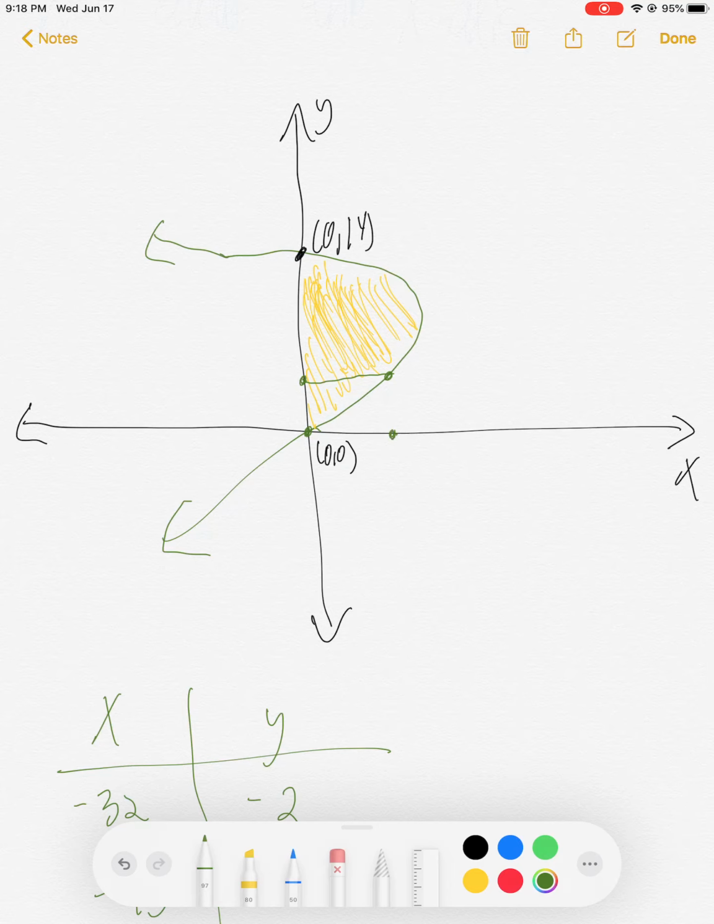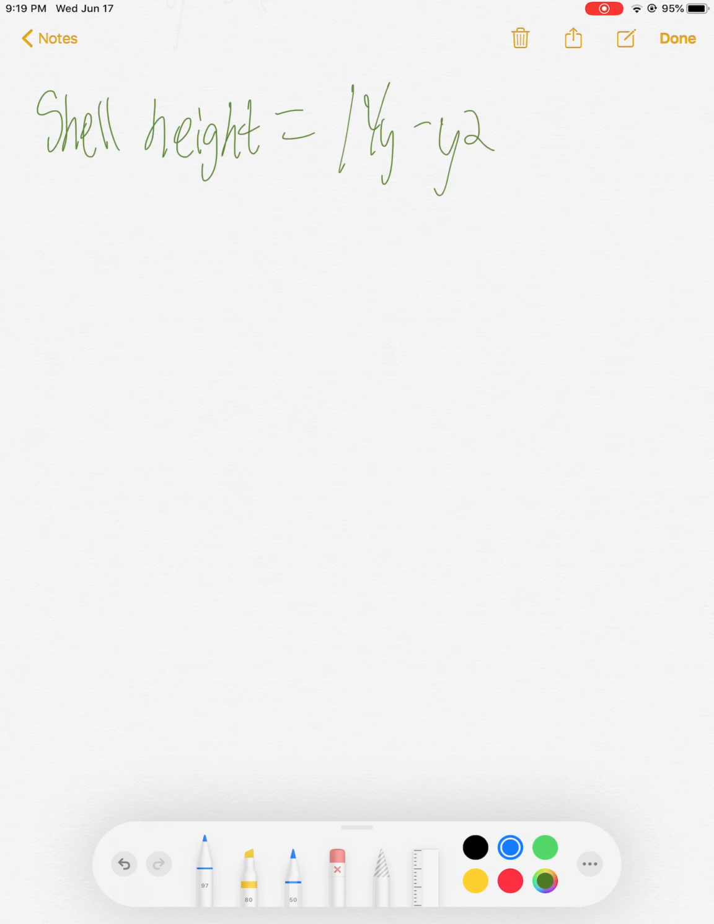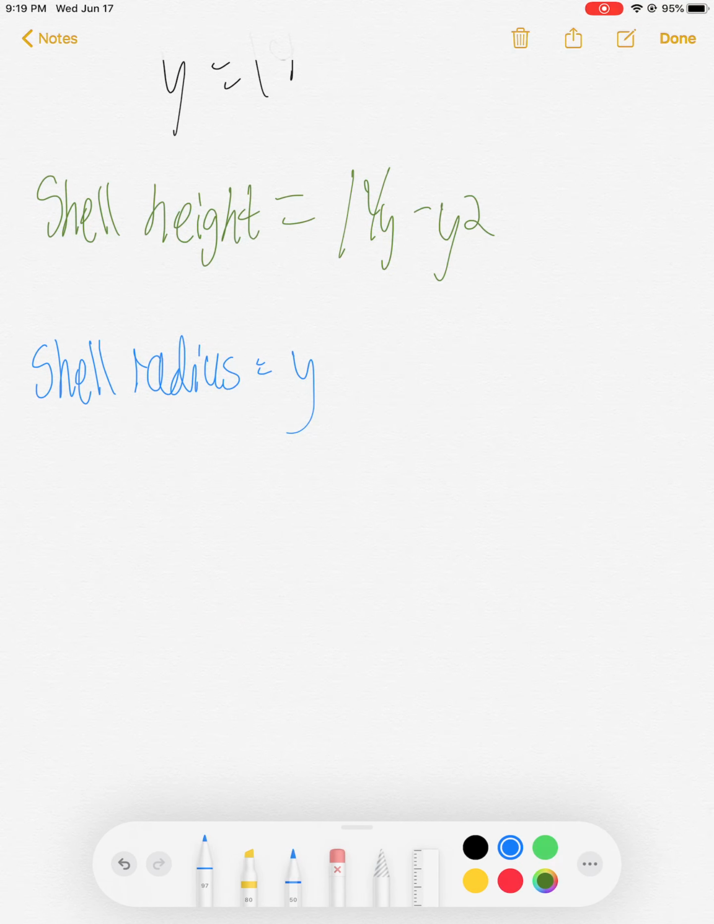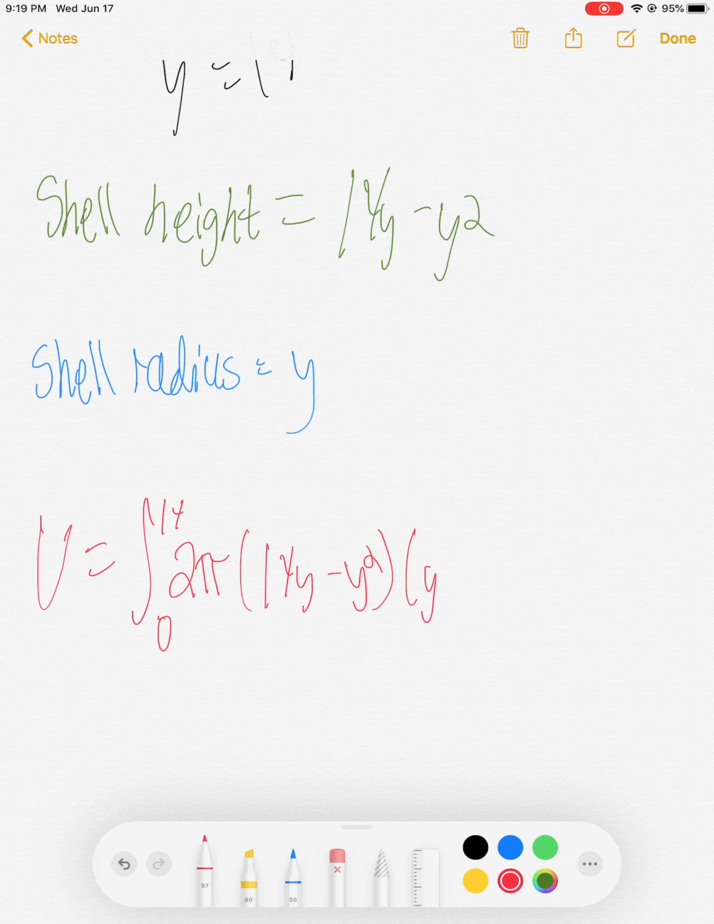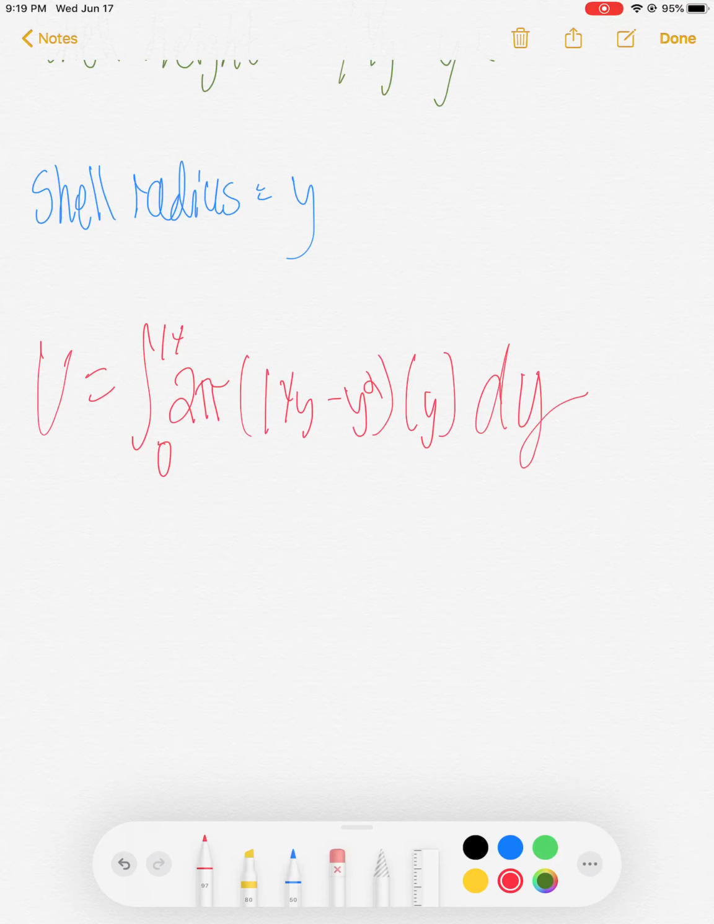And then if I look at the distance from the axis of revolution to that little line segment, that gives me my shell radius. So that's just y in this case, right? It's just whatever that y coordinate is. So I will leave you to integrate, but the integral is going to look like the integral from 0 to 14, 2 pi times 14y minus y squared times y, dy. And I will leave it to you to finish it up from there.